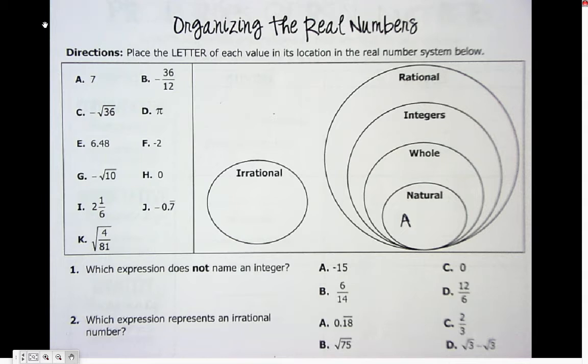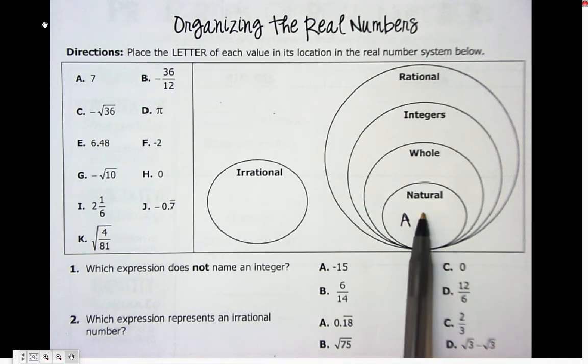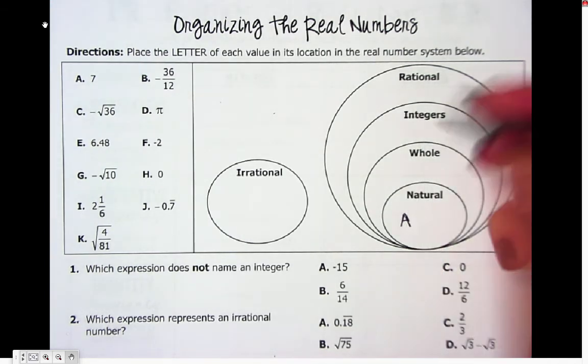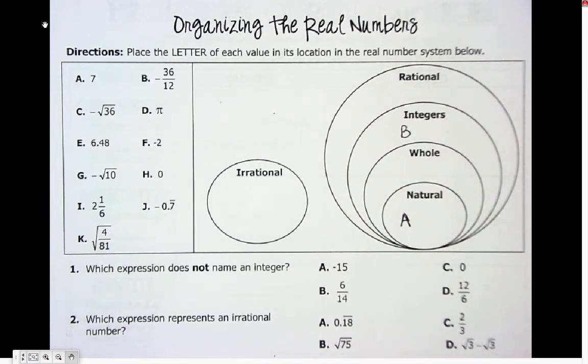Okay, letter B, negative 36 twelfths. Well, if we simplify that, negative 36 twelfths, we end up getting negative 3. Negative 3 is an integer. It's not a natural number because it's negative. It's not a whole number because it's negative. It is an integer, which also then makes it a rational number, which makes it a real number.